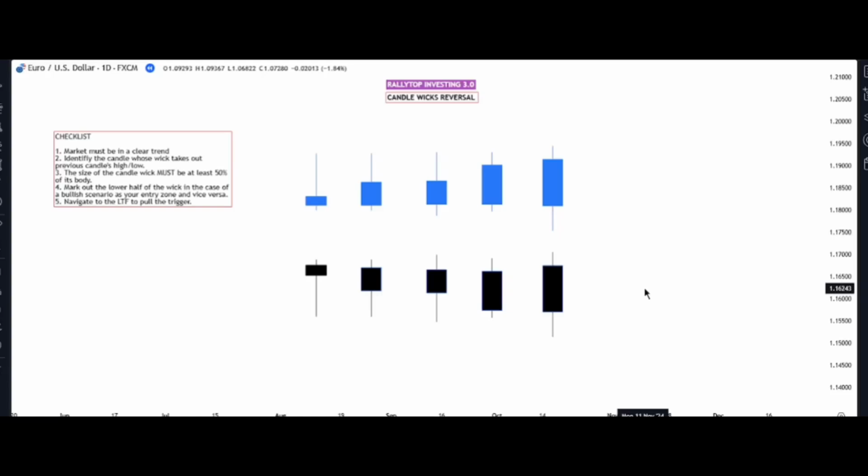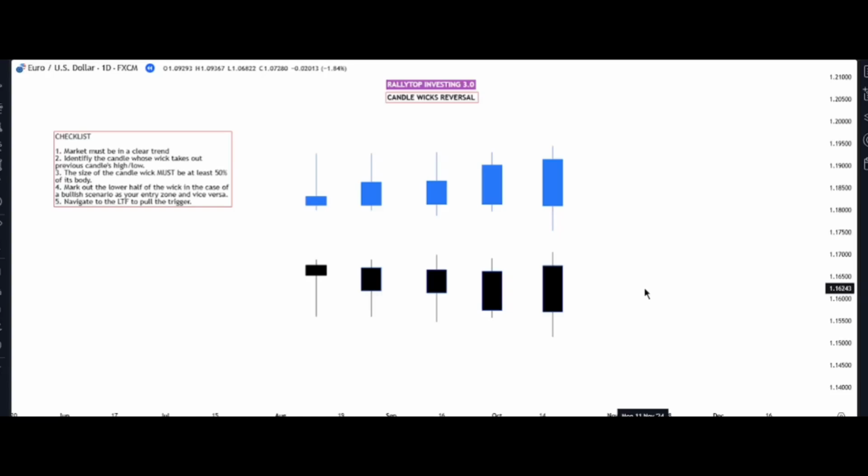Now, take a look at these diagrams. First of all, before we get to the diagrams, let me quickly run through the checklist that you need to stick to if you are going to be using this strategy to trade. Number one is that you need a clear market trend. Is the market bullish or bearish? You need to identify that clearly before you take any action.